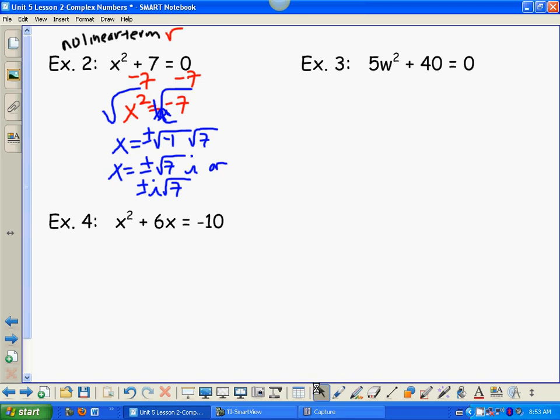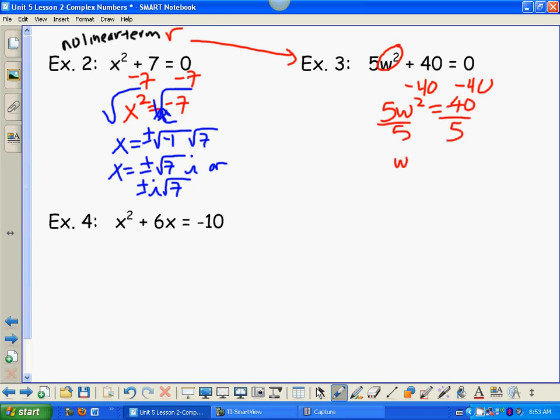I'm going to go to example 3 with the same logic. There's no linear term, so I'm going to use square roots. So in order to use square roots, I have to isolate the w squared. So I have 5w squared equals -40. When I divide both sides by 5, I get -8. I'm going to take a square root of both sides.